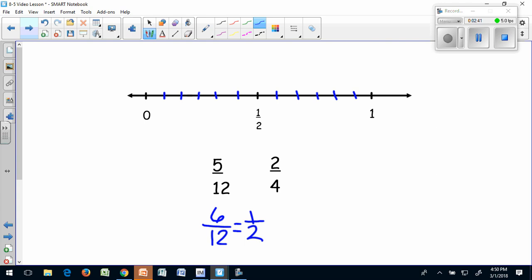If I plot this point on the number line, I know that 5/12 would be there, and 6/12 would be at 1/2. I also know that 2/4 is equal to 1/2, which tells me that 2/4 would be at that point. Seeing the 2 points and knowing that 5/12 is less than 1/2 and 2/4 is equal to 1/2, I know that 5/12 is less than 2/4. And I can explain that in a sentence using 1/2 as my benchmark.